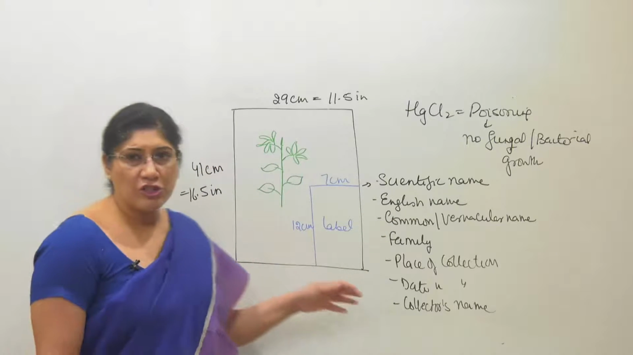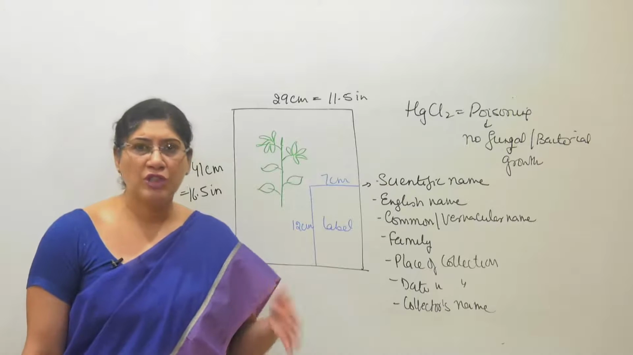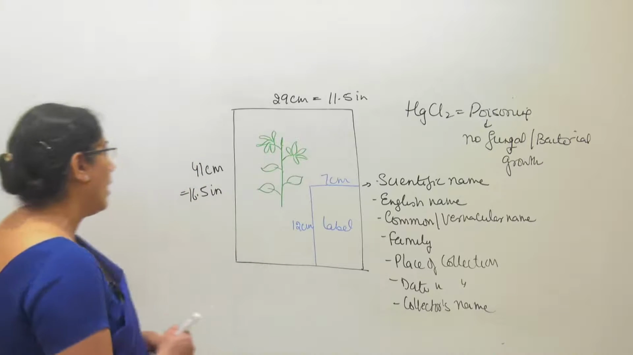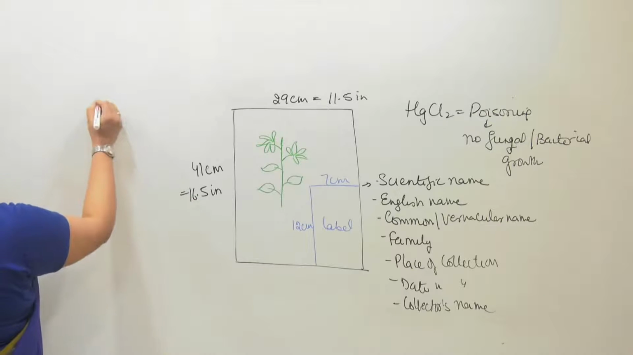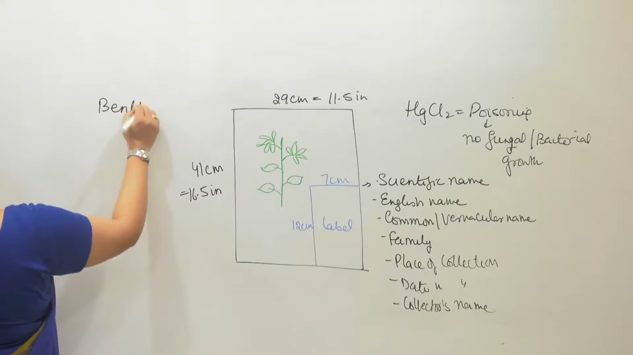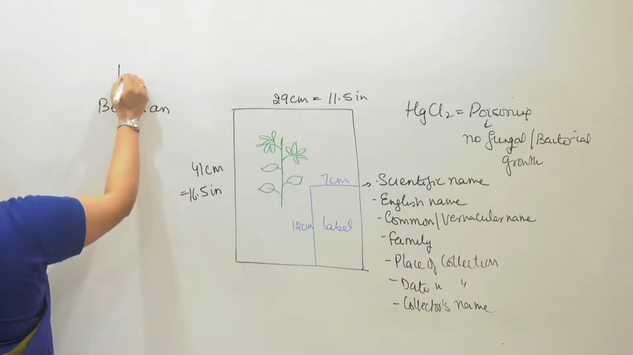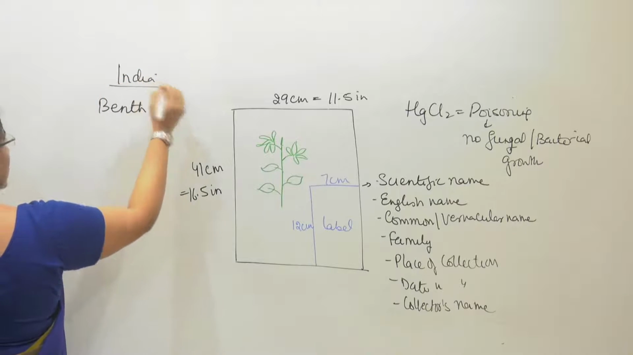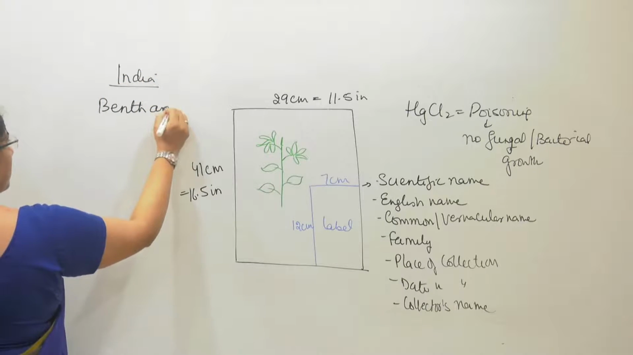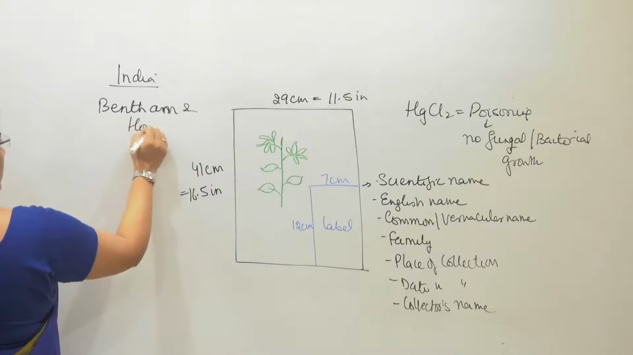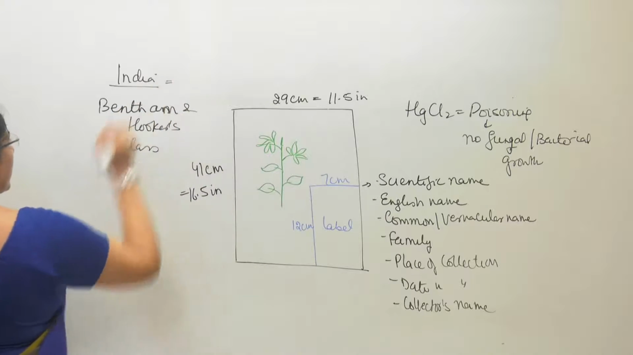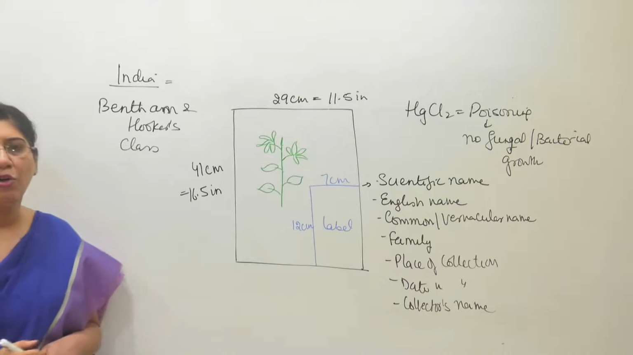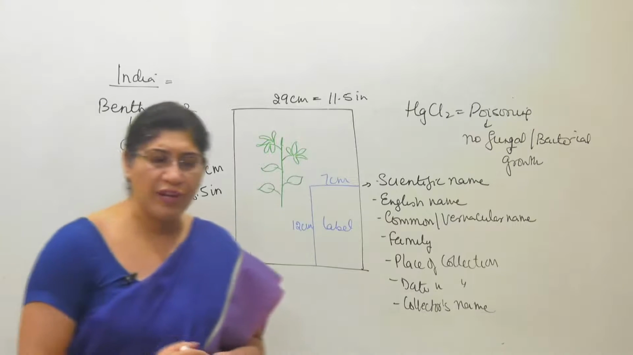If there are larger parts, then they can be put in jars with formalin. Now we group, or classify, our herbarium. The herbariums in India are grouped and classified according to Bentham and Hooker's classification.